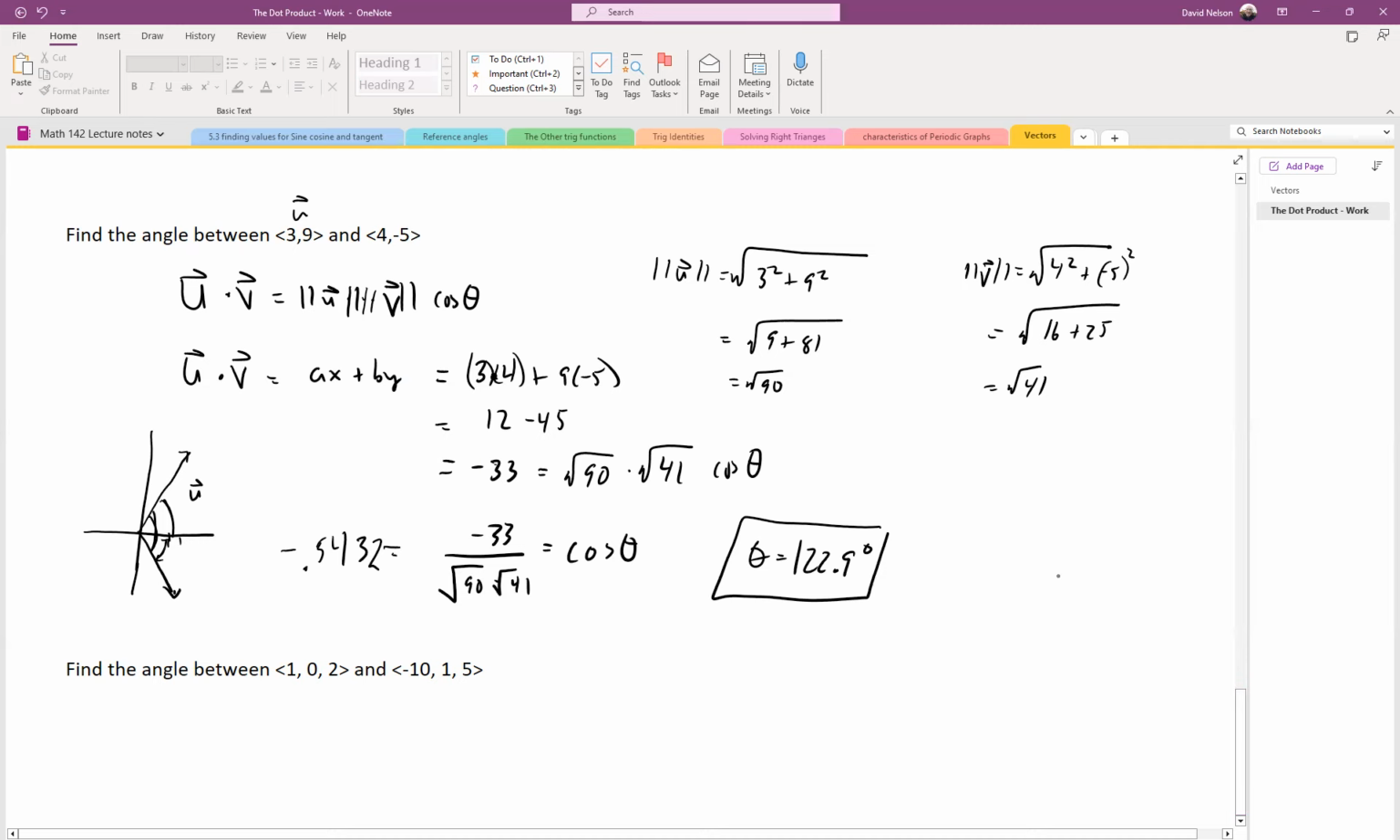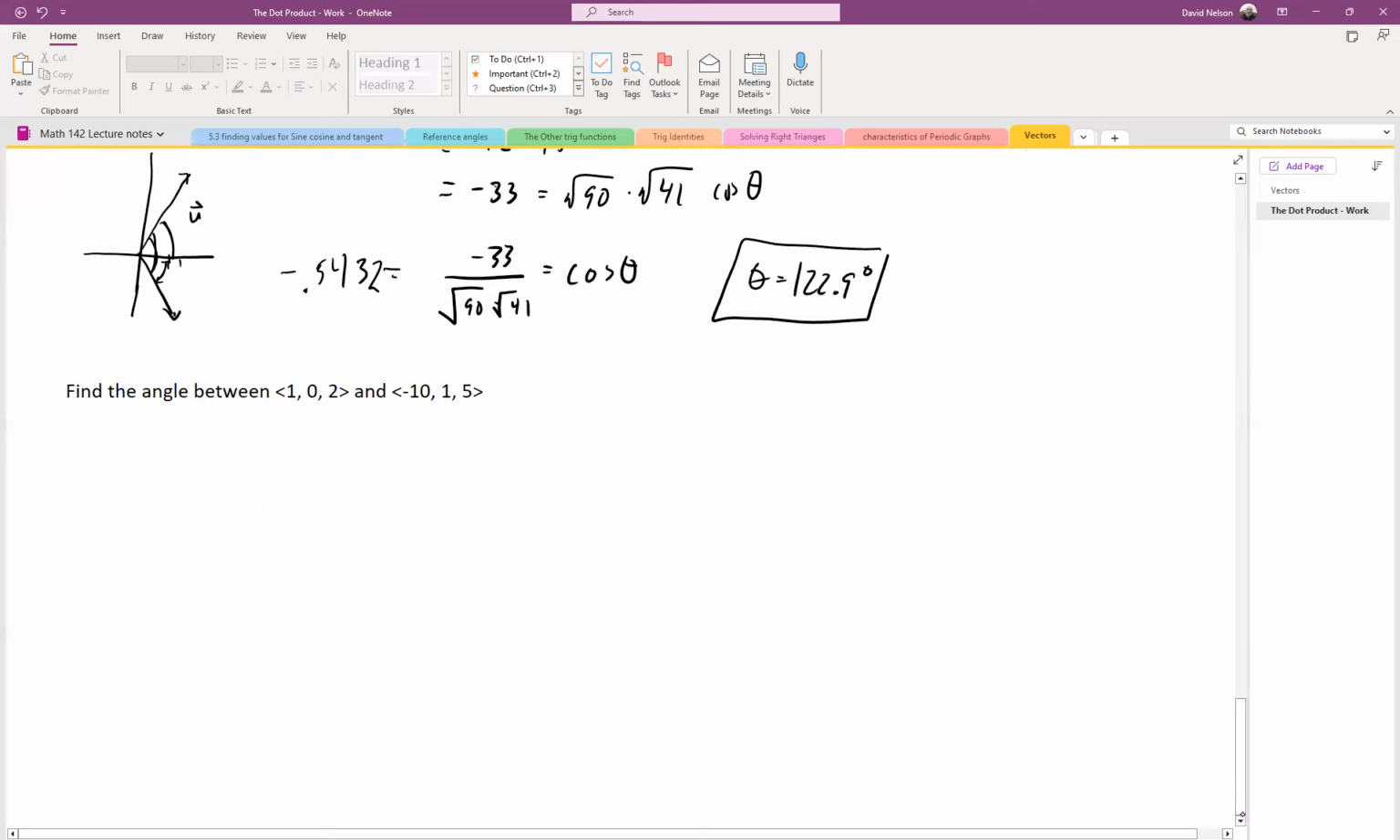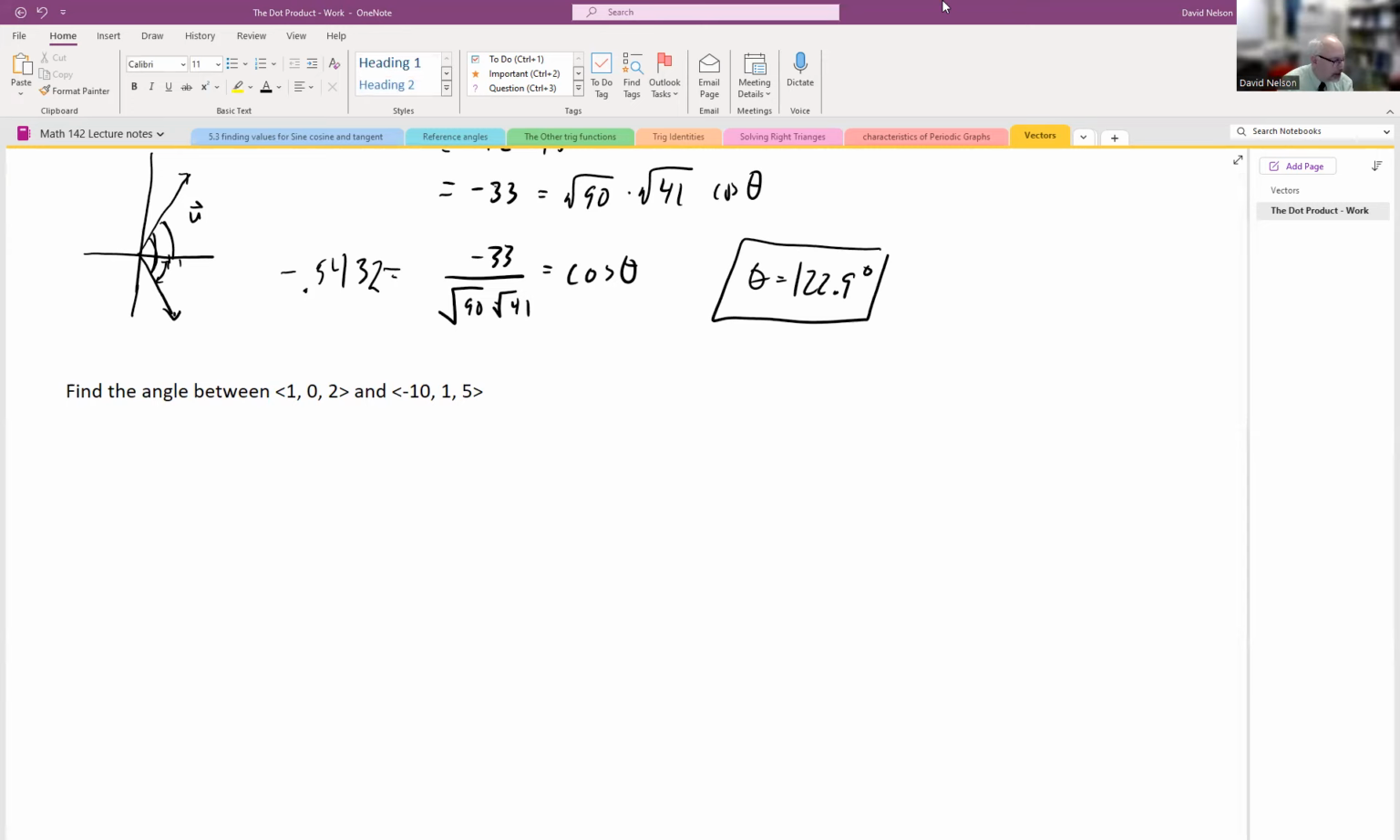But the real useful part is when you're dealing with 3 dimensions. In 3 dimensions, you've got some vectors out in space.